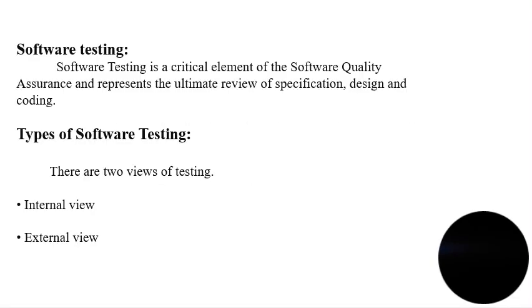I will discuss software testing. Software testing is a critical element of software quality assurance and it represents the ultimate review of specification, design and coding. Next, types of testing. There are two views of testing. First one, internal view, second one, external view. Internal view is also known as white box testing and external view is also known as black box testing.